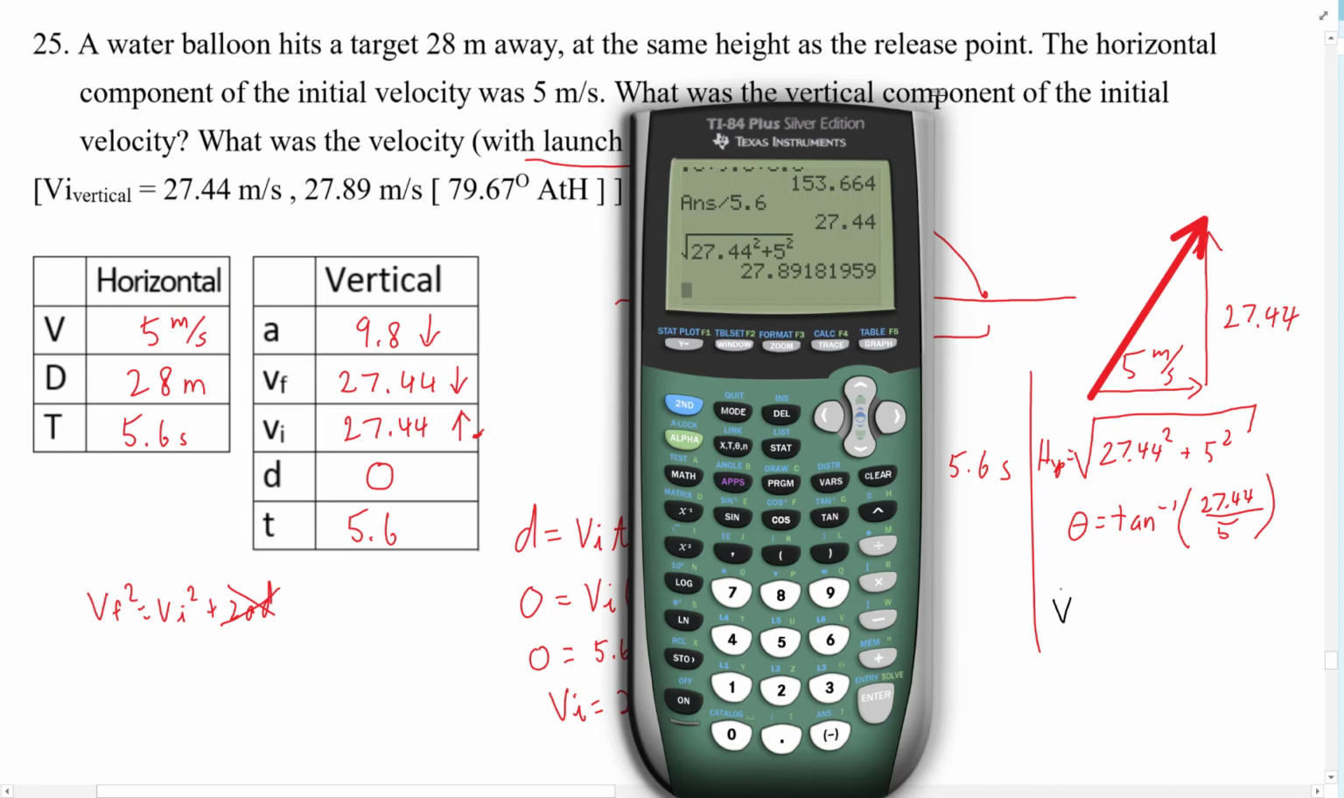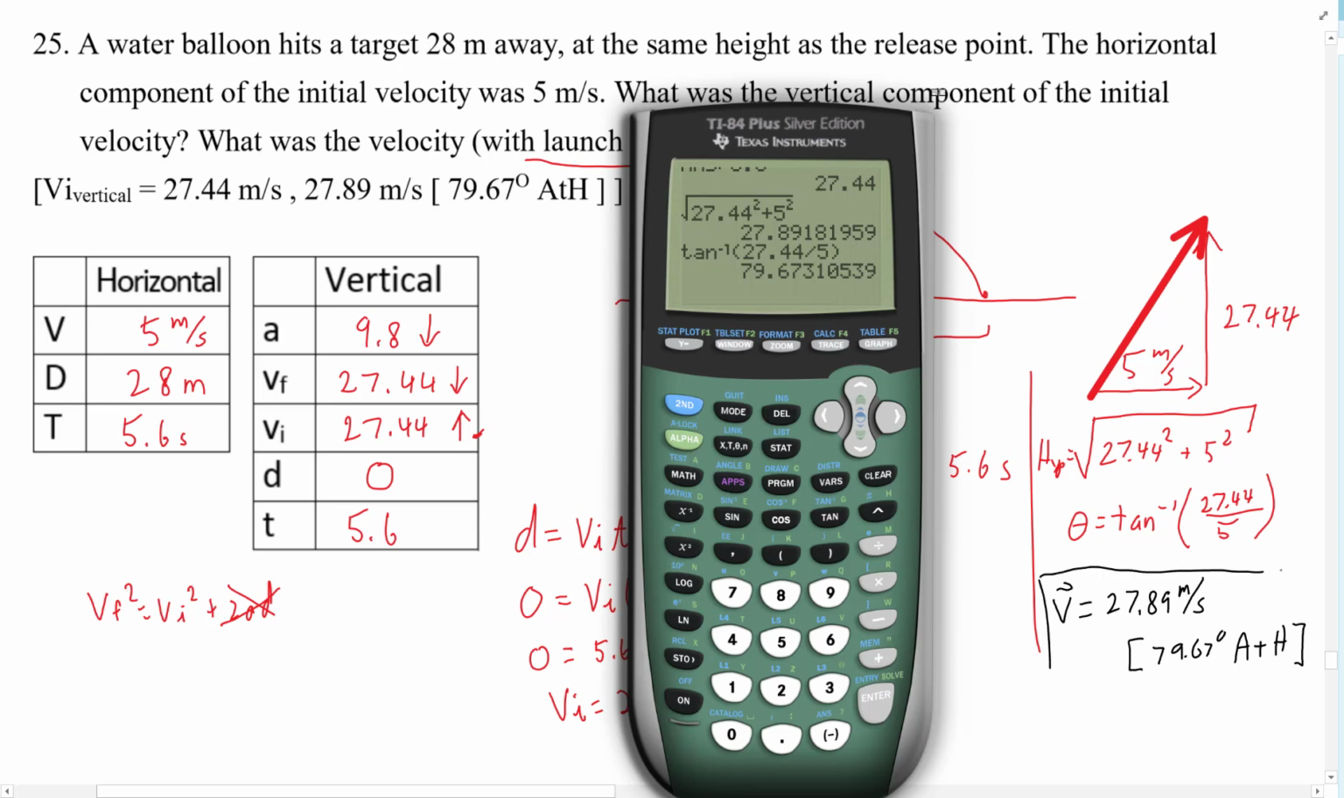So the velocity is going to be 27.89 meters per second, and the angle will be inverse tan of 27.44 divided by 5. 79.67 degrees above the horizontal. And the landing velocity is the exact same thing except below the horizontal.